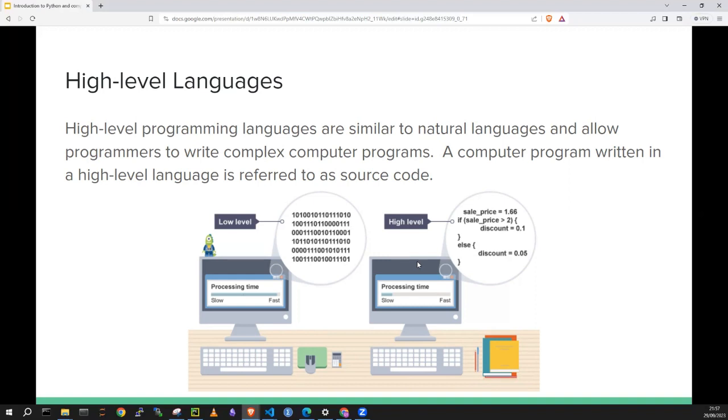Now, when you're designing a programming language, what you want is to be able to communicate with the computer to execute a task. However, the computer does not understand English. So you have to ensure that the programming language you write will be compiled into code that the computer can understand. Now, a computer program written in a high-level language is referred to as source code.